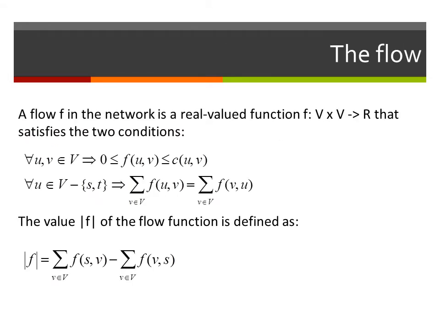A flow f in the network can be described as a function f that satisfies two conditions. First, for each edge in the network, its flow value has to be between 0 and its capacity. Second, for each vertex in the network, the total flow into that vertex is equal to the total flow out of that vertex. The flow value of the network is defined as the total flow out of the source minus the total flow into the source.